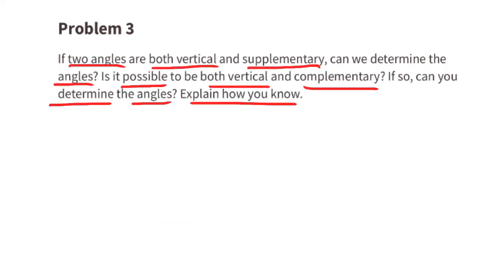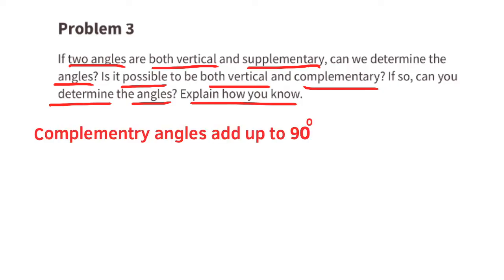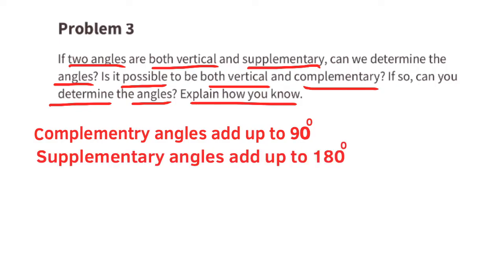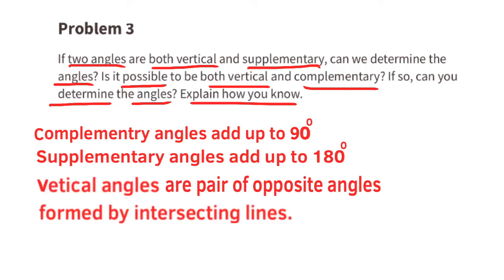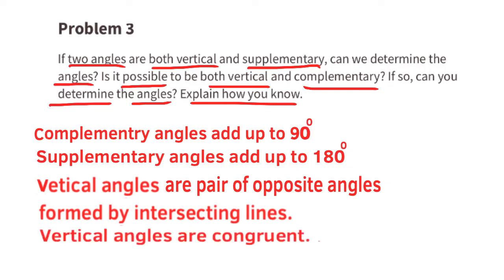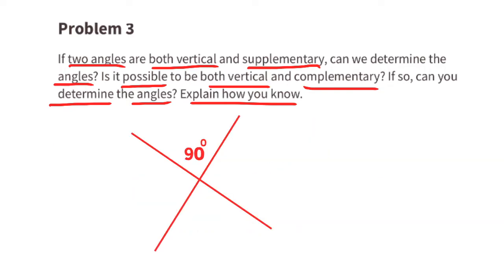Problem number 3. If two angles are both vertical and supplementary, can we determine the angles? Is it possible to be both vertical and complementary? If so, can you determine the angles? Explain how you know. Complementary angles add up to 90 degrees. Supplementary angles add up to 180 degrees. Vertical angles are a pair of opposite angles formed by intersecting lines. Vertical angles are congruent. Here are a pair of intersecting lines forming vertical angles and supplementary angles.